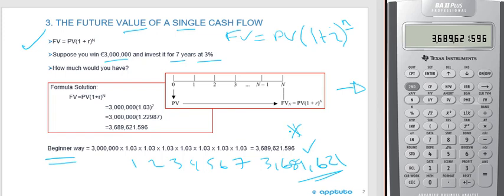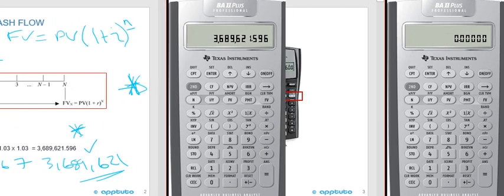So that's just a little bit to make you laugh. That's for the non-math lovers. 1, you've got the algebra. 2, you've got the financial calculator. 3, you've got the very beginner way.